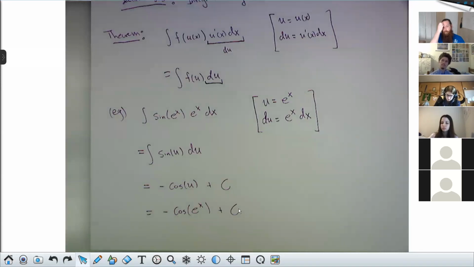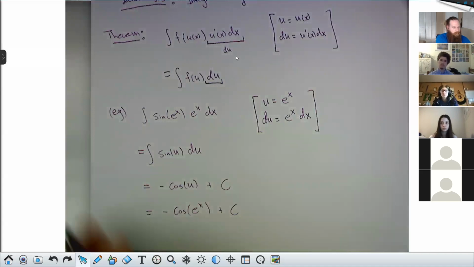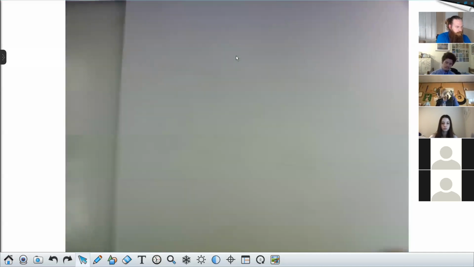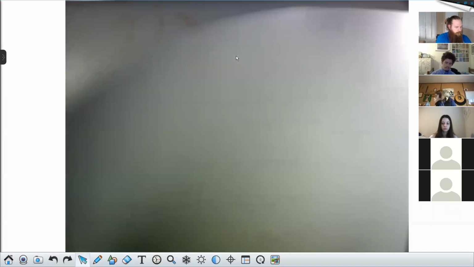This should all be familiar from Calc 1, but I know it's more than likely that at least some of us are a little rusty. So I'd like to do a few more examples. Any questions first, though, on this guy or on kind of the statement of the rule? Okay. So let's try one more example with an indefinite integral, and then we'll move to some examples with definite integrals.